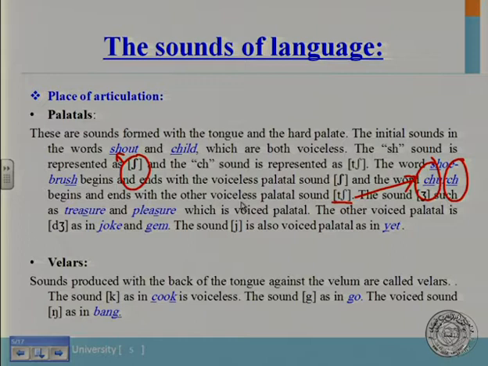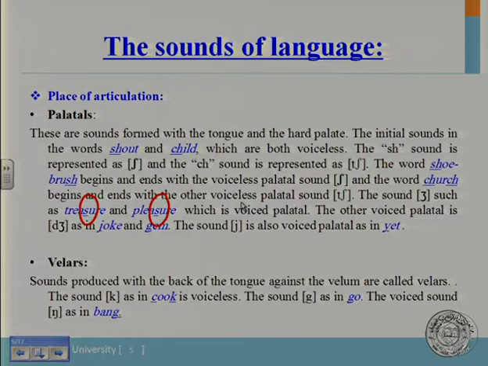Now we'll take some more palatal sounds. We have here the sound ʒ, as in pleasure, and also as in treasure, the underlined one. This letter is S, but we pronounce it as ʒ. So this is a voiced palatal, ʒ, as in treasure and pleasure. This sound is a voiced palatal sound.